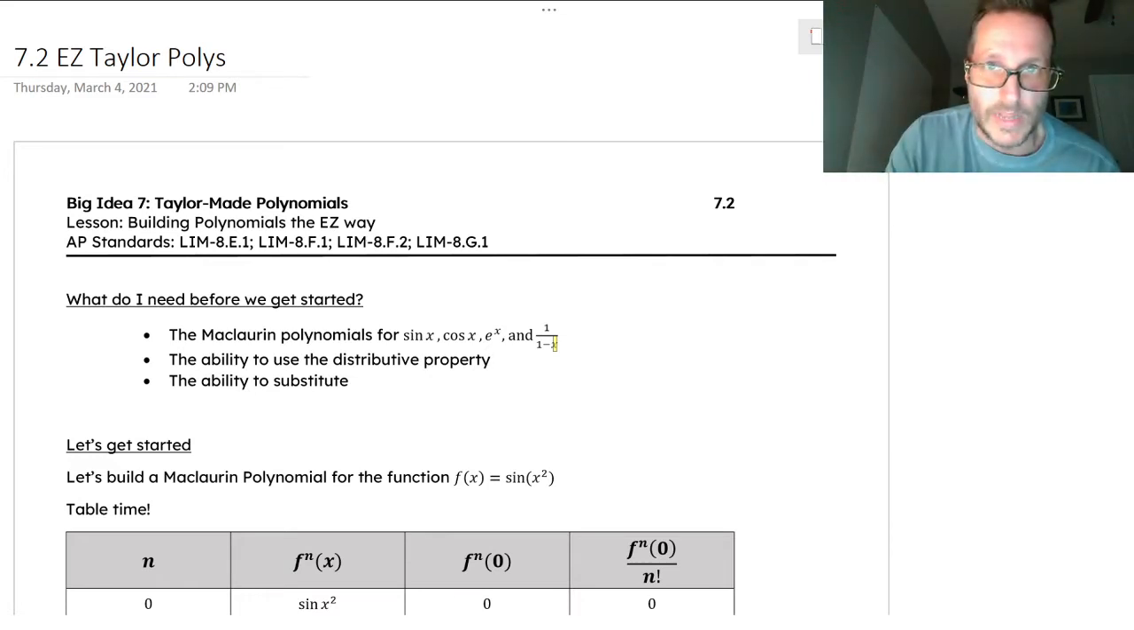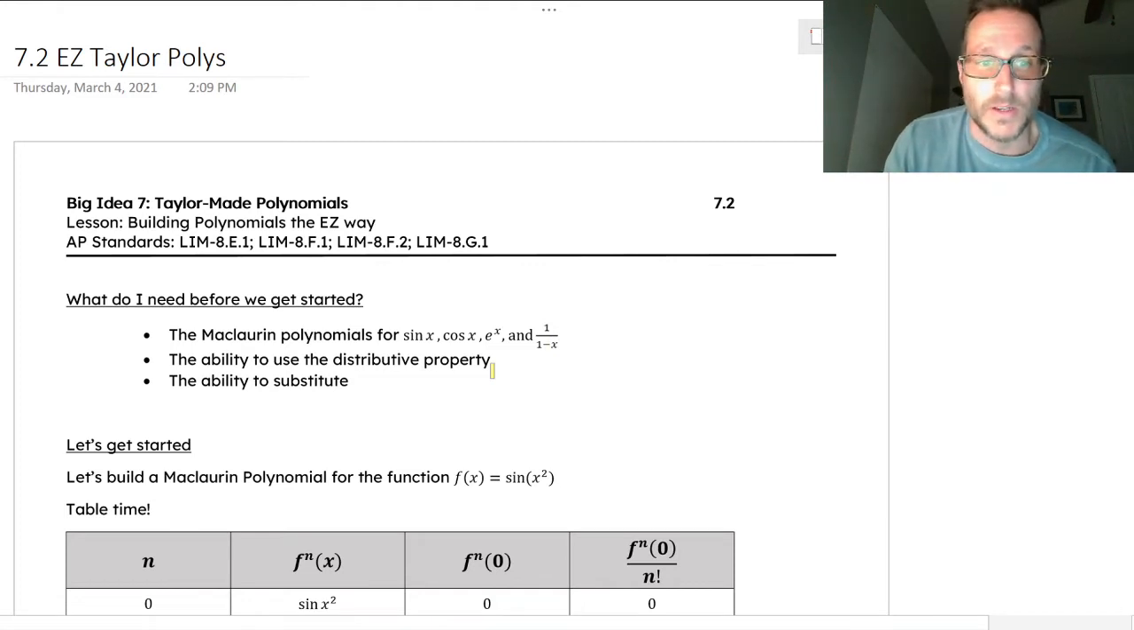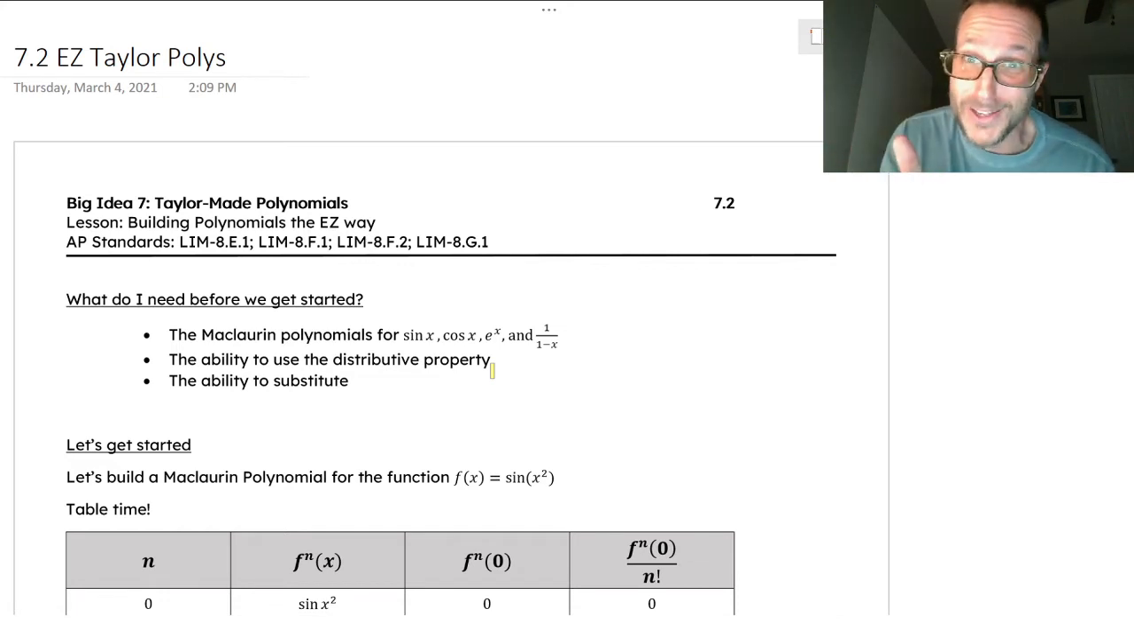I'll show those to you later, just in case, if you want to write those down, if you don't have them already. But then another thing we've got to be able to do is use the distributive property. And you're in calculus, so I think you know how to use the distributive property. And then you need to be able to substitute. And I think you know how to do that too. So if you can do all those things, let's do it.